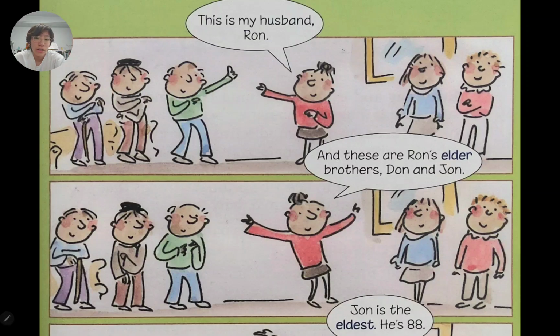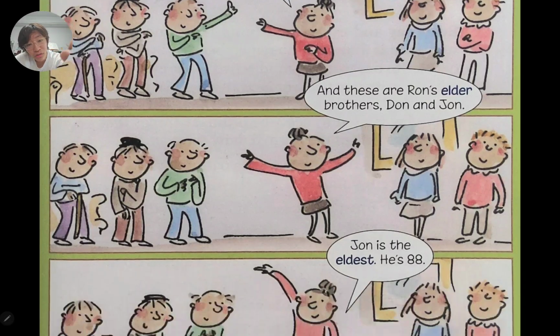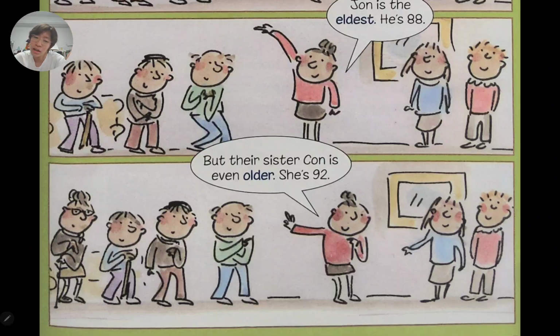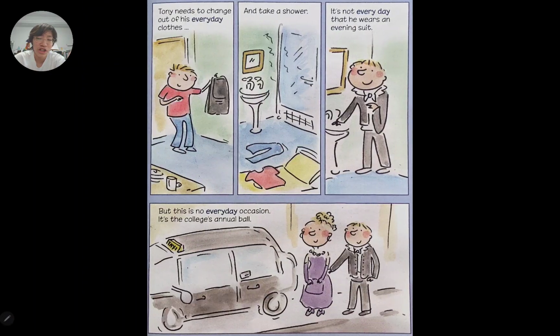This is my husband, Ron, and these are Ron's elder brothers, Don and John. John is the eldest. He's 88. But our sister Con is even older. She's 92. Say what? I mean, I've seen people live up to 110 years old. It's definitely plausible she can live all the way to 92.